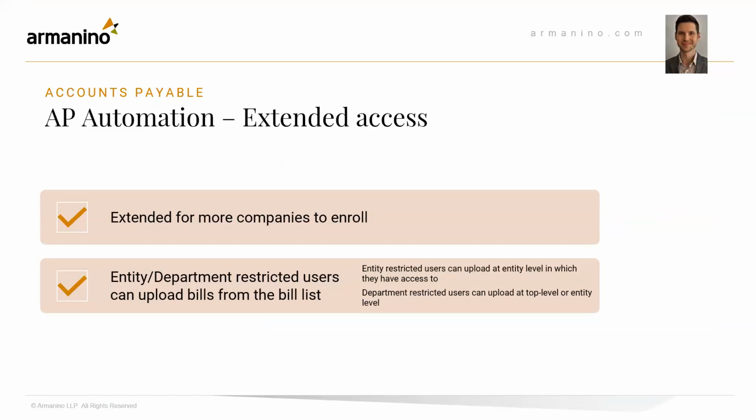Some of you may have seen the AP automation that was rolled out in R2 for importing bills or emailing bills directly to your Sage Intacct environment. This time around, they added some additional enrollments so more clients have access to AP automation. Another feature is that entity and department restricted users can now upload bills directly from the bill list. Entity restricted users can upload at entity level in which they have access to, and department restricted users can upload at top level or entity level. And if you wouldn't mind going to the next page.